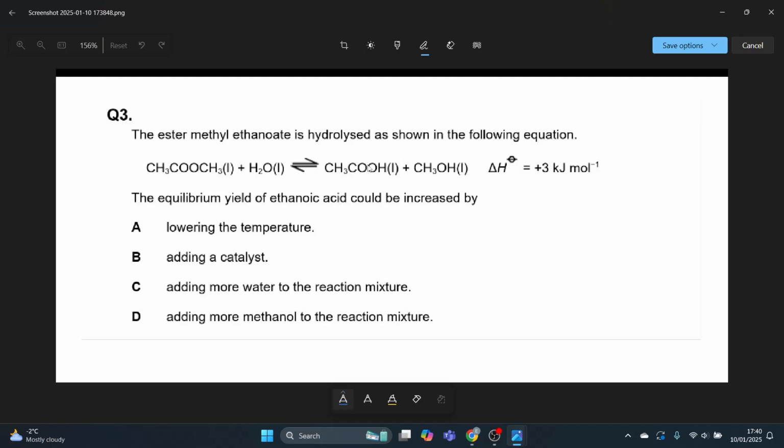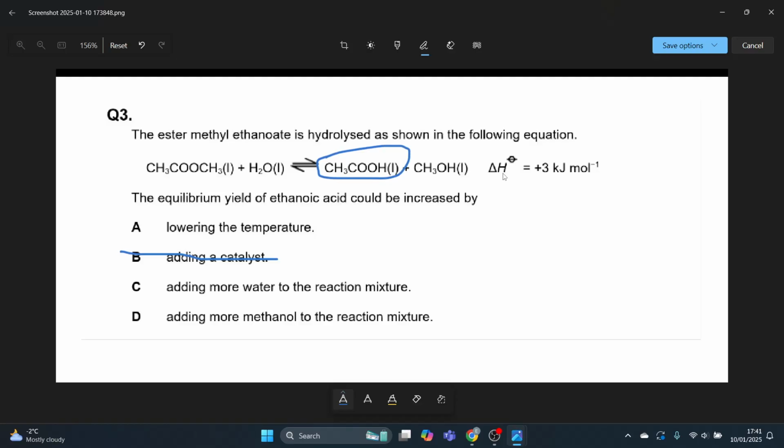Question 3. The ester methyl ethanoate is hydrolyzed as shown in the following equation. The equilibrium yield of ethanoic acid could be increased by adding a catalyst. Absolutely incorrect. That will not increase the equilibrium yield of ethanoic acid, which is this.